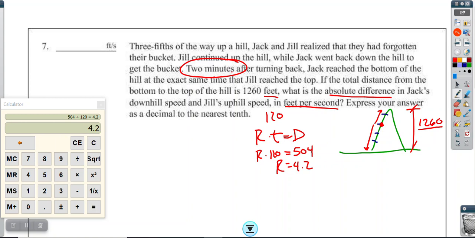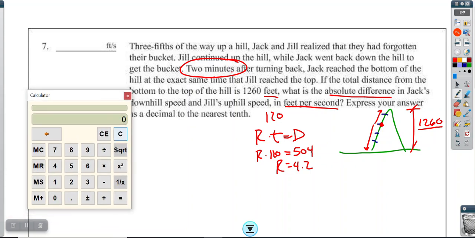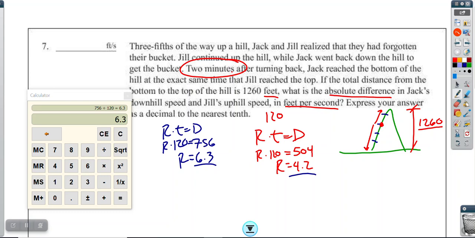Well, let's take a look at what Jack did. 1,260 feet times 0.6. All right, so I know that Jack went rate times time equals distance. So Jack went 756. I don't know his rate, but I know his time is 120 seconds. So let's divide this. And so I get his rate is 6.3, and the difference between 6.3 and 4.2 is 2.1.